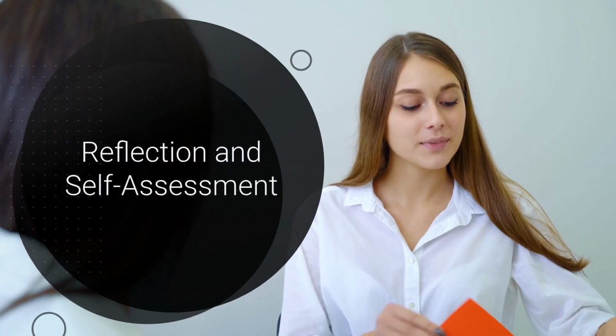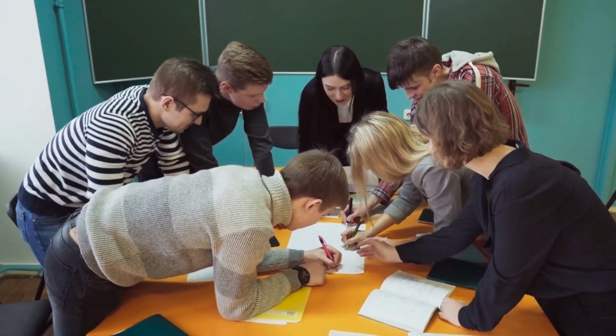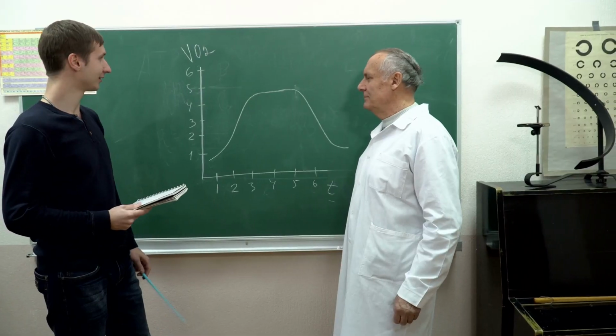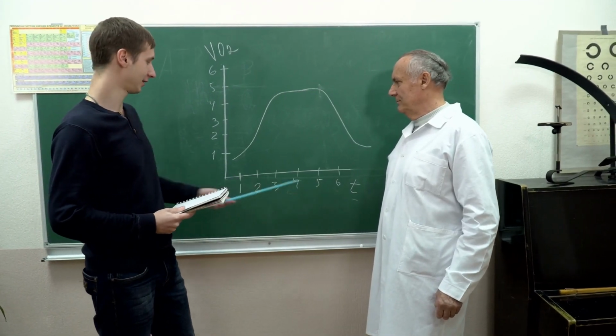Reflection and self-assessment. Mini whiteboards are also useful for promoting student reflection and self-assessment. At the end of a lesson, students can use their boards to write down one thing they learned and one question they still have. This exercise encourages students to reflect on their learning and identify areas where they may need further clarification. The teacher can then review these reflections to plan future lessons and provide targeted support.